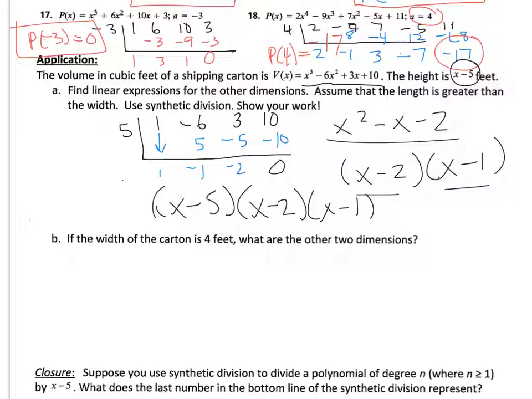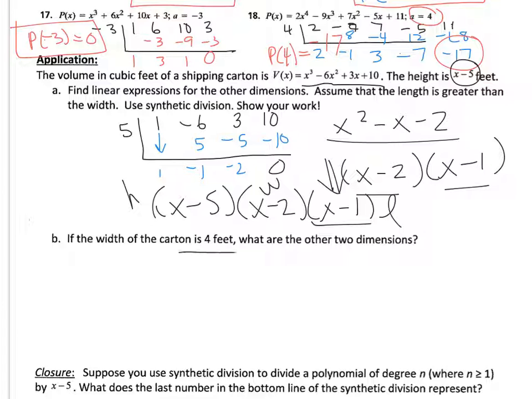So this is the height. The length is greater than the width. So if the length was greater, then this value is going to be greater, because x minus 1 is always going to be greater than x minus 2 if x is positive. So this is the width.